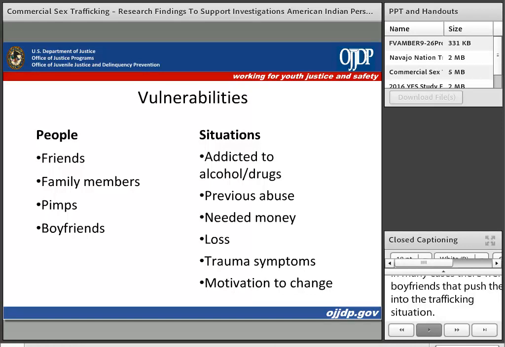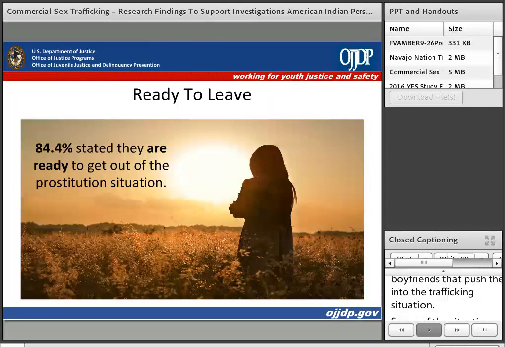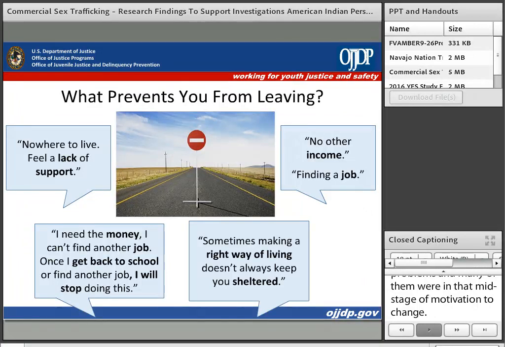Some of the situations included alcohol and drug use, previous abuse. They needed money. They had experienced loss. Their trauma symptoms were very high. Many of them had significant levels of trauma symptoms, which result in continued problems, and many of them were in that mid-stage of motivation to change.